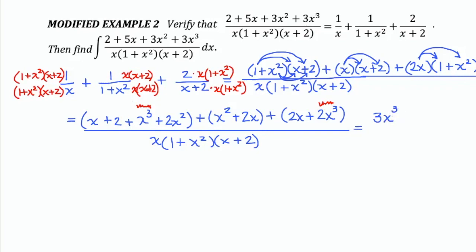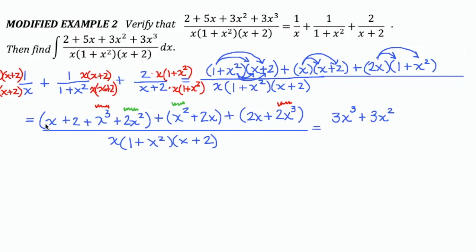Next, I'm going to look for something else I can combine. I've got 2x squareds plus another x squared, so that's going to be 3x squareds. And that is also a match for what I'm trying to verify. Then I go and look for my x's. I have 1x plus 2x's is 3x's, plus 2 more x's is 5x's. And the last one, I've got this plus 2 constant that's going to go here.